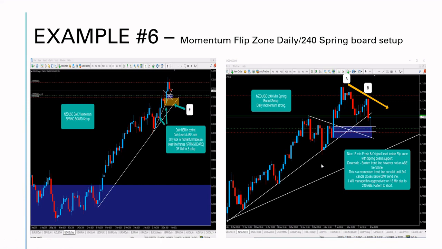Right, example number 6. This is a momentum flip zone daily 240 springboard setup. What I'm looking for is momentum moves. Momentum moves will give you rally-base-rallies, and springboard setups tend to appear then. But before we go into that, I want to just break down this New Zealand dollar daily. This is a 240. We'll go into lower time frames because I'm breaking this down into two slides.